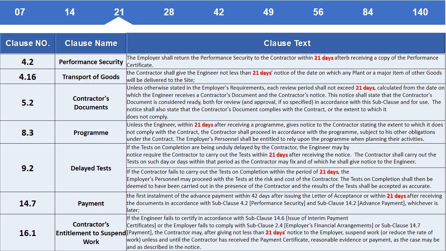Entitlement to suspend work if the engineer fails to, in accordance with subclause 14.6, issue interim payment certificates or the employer fails to comply with subclause 2.4 employer financial arrangements or subclause 14.7 payment, the contractor may, after giving not less than 21 days notice to the employer, suspend work or reduce the rate of work unless and until the contractor has received the payment certificate, reasonable evidence or payment, as the case may be and as described in the notice.